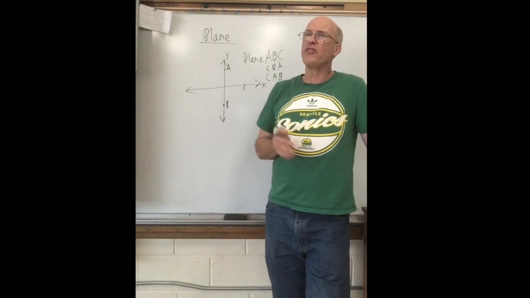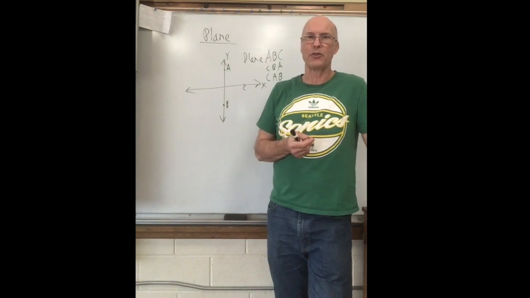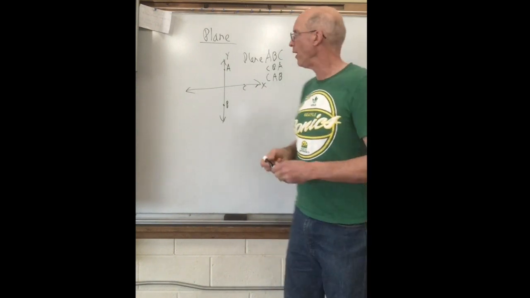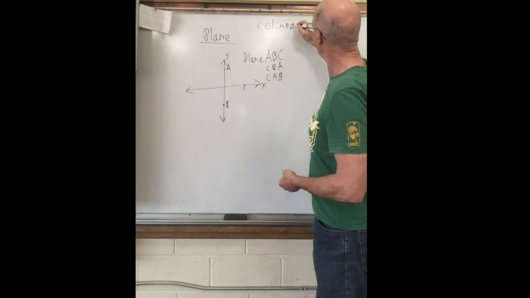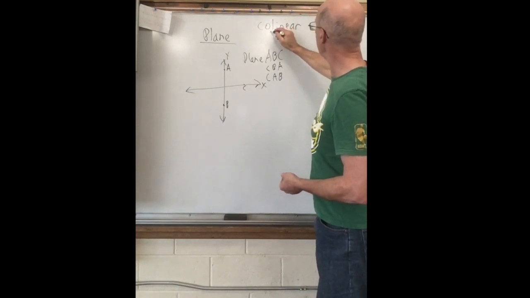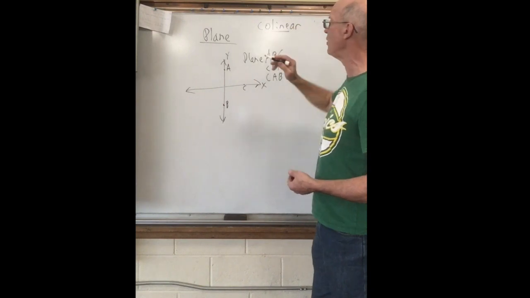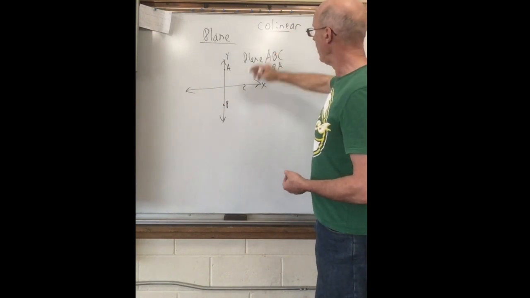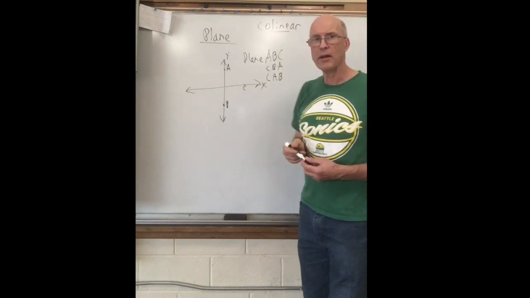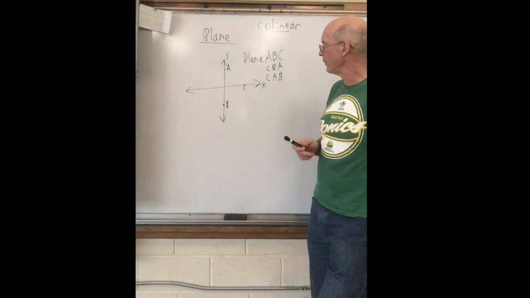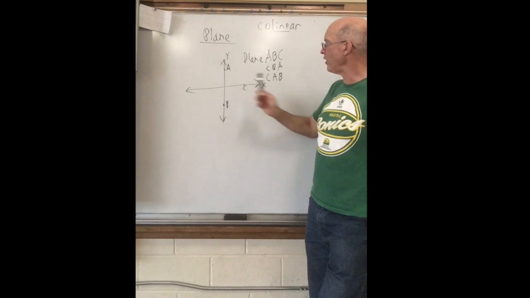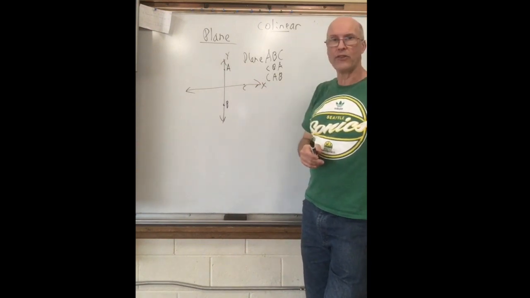A couple other words that may catch you, but I think with just a minute of thinking, you'll get them. Collinear. Just like the word looks like, it has to do with a line, and co means together. So like points A and B are collinear. They're on the same line. Points A and C are not collinear. They're not on that same line.